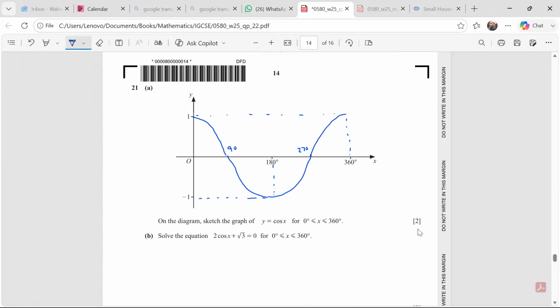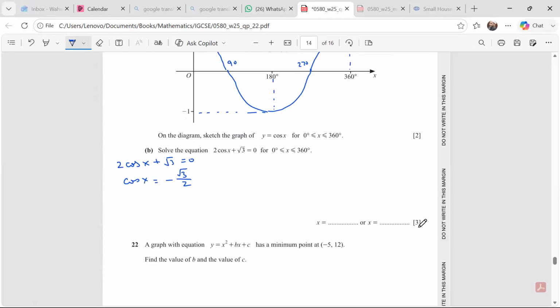Okay, now solve the equation 2 cos x plus root 3 equals 0. So of course cos x would be equal to minus root 3 over 2. If you remember, root 3 over 2 comes out to be approximately 0.866.